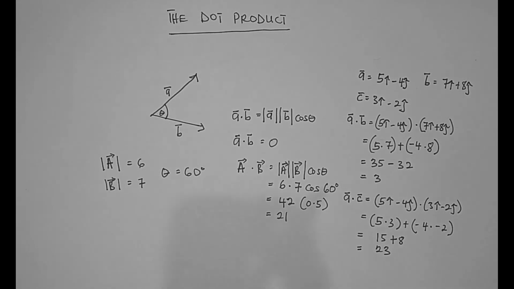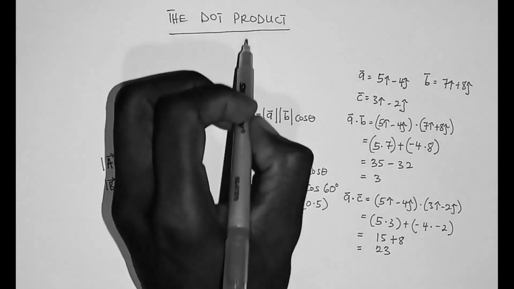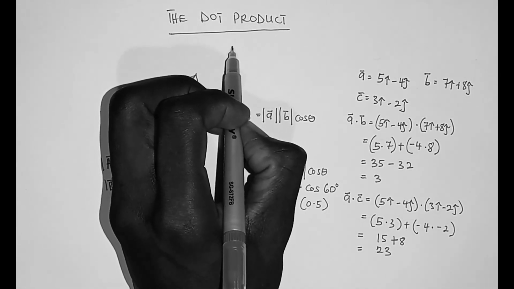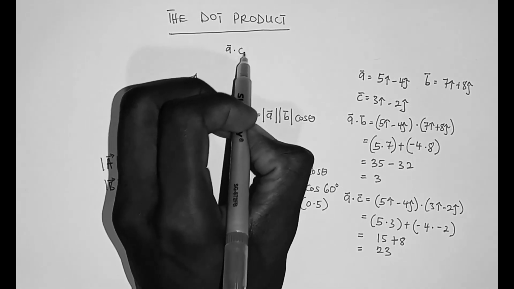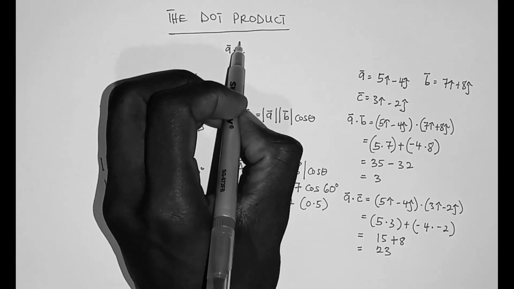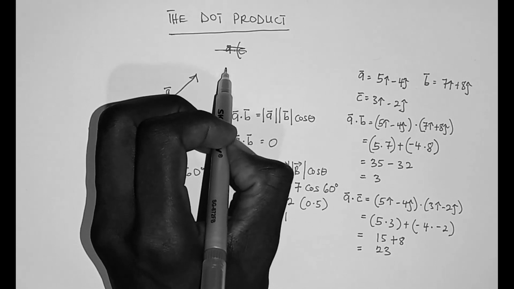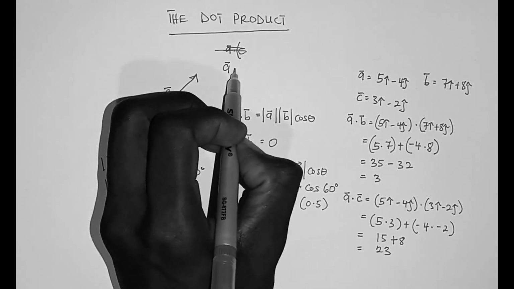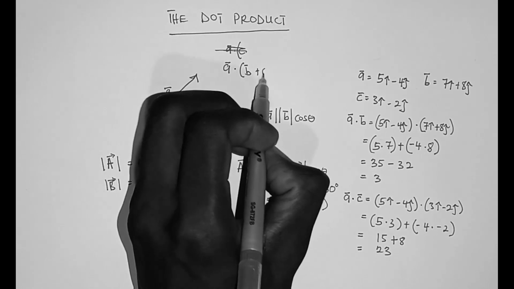So, having found A dot B, what if we were told to evaluate, let's do that here. What if we were told to evaluate vector A dot, in bracket, vector B? Okay, let me write it well. Vector A dot, in bracket, vector B plus vector C.